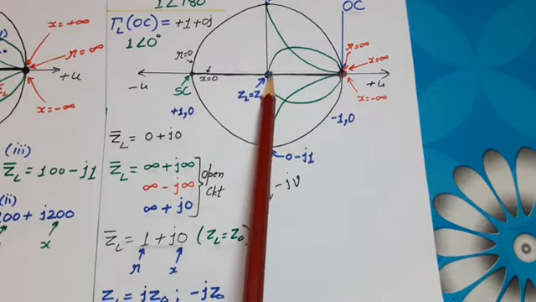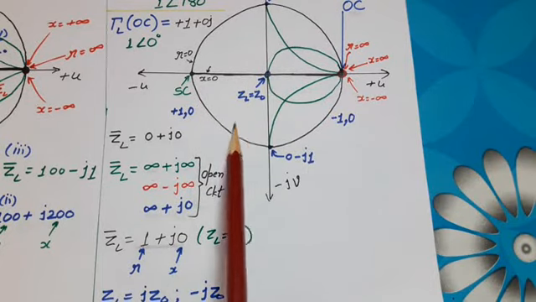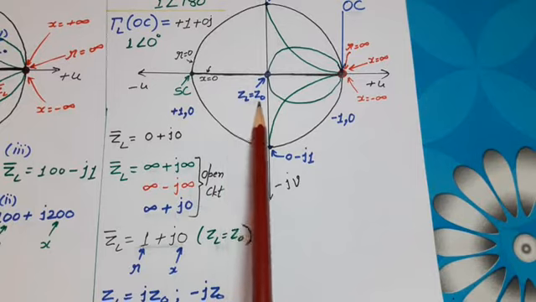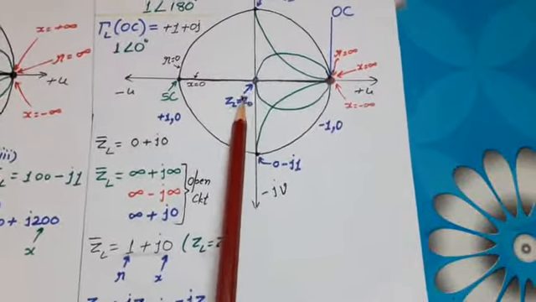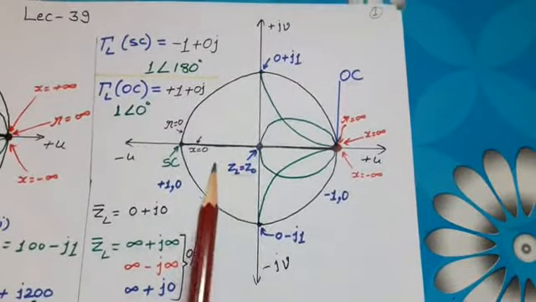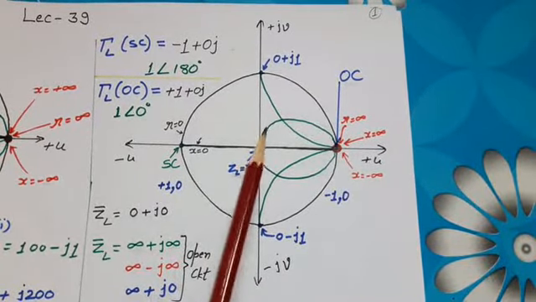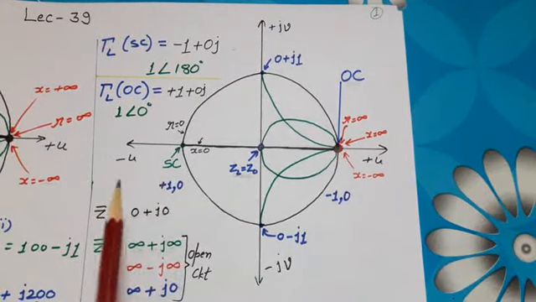So this point corresponds to ZL bar is equal to 1 plus j0, or load impedance is equal to characteristic impedance. So this point can be marked as matched load, that is ZL is equal to Z0. So 3 points we have marked. This point corresponds to short circuit load, this point corresponds to open circuit load, and this point corresponds to matched load.